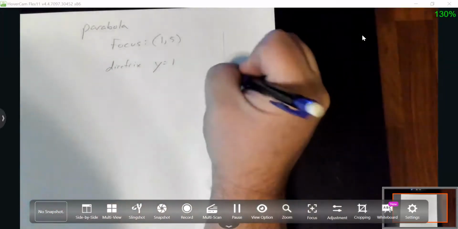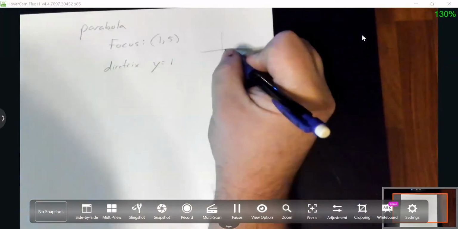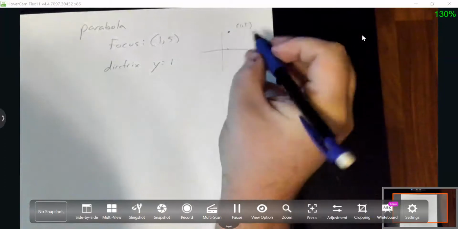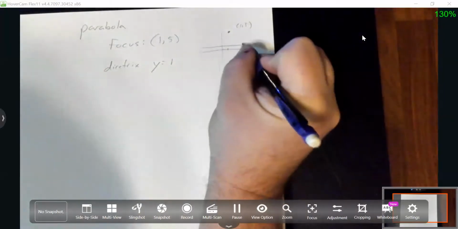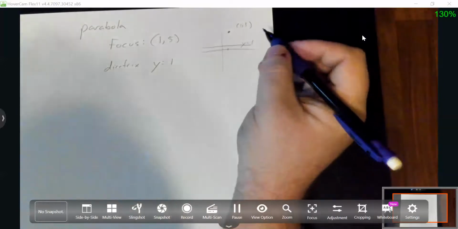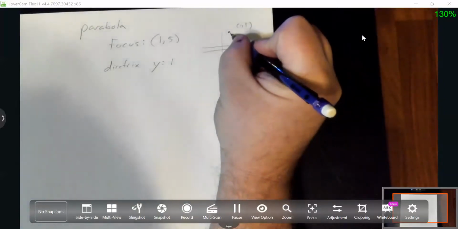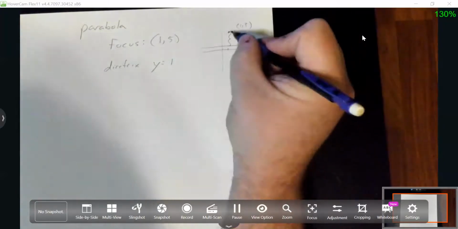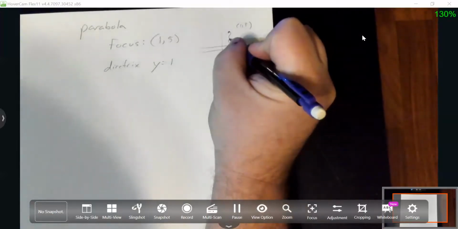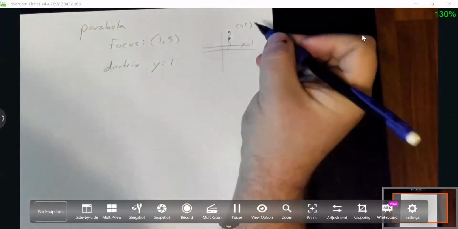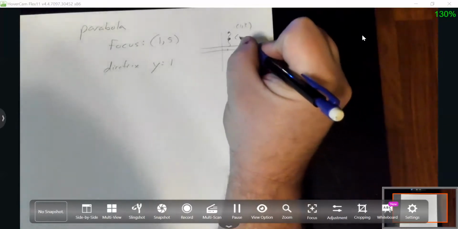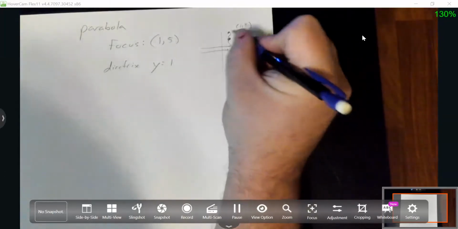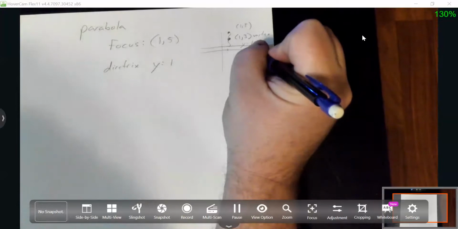Again, I'm going to start by loosely sketching it real quick to get an idea of what's going on. I have a focus at 1, 5 up here, and my directrix is at y equals 1. That allows me to compare. The distance from here to here, we're up here at 5, this is y equals 1, is a total distance of 4. My vertex has to be exactly in the middle, in between them. So my vertex is going to be at 1, 3. We're halfway between the focus at 5 and the directrix at 1.